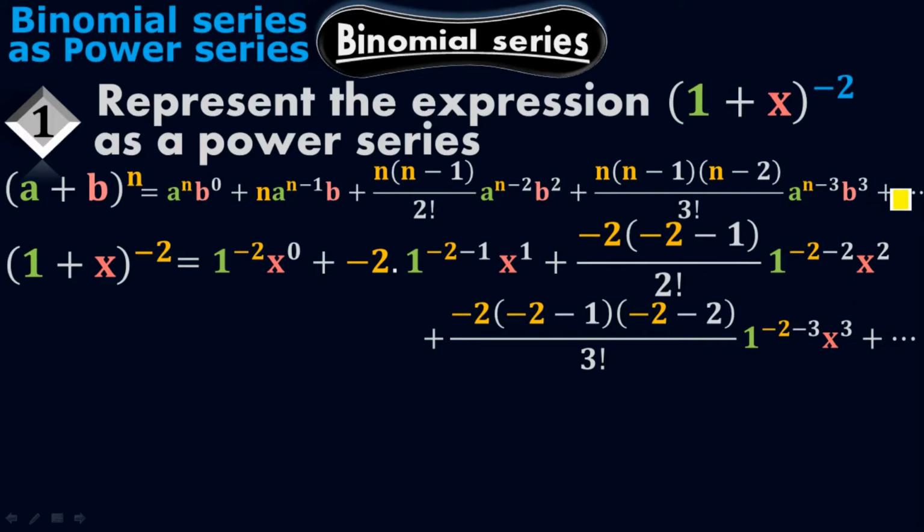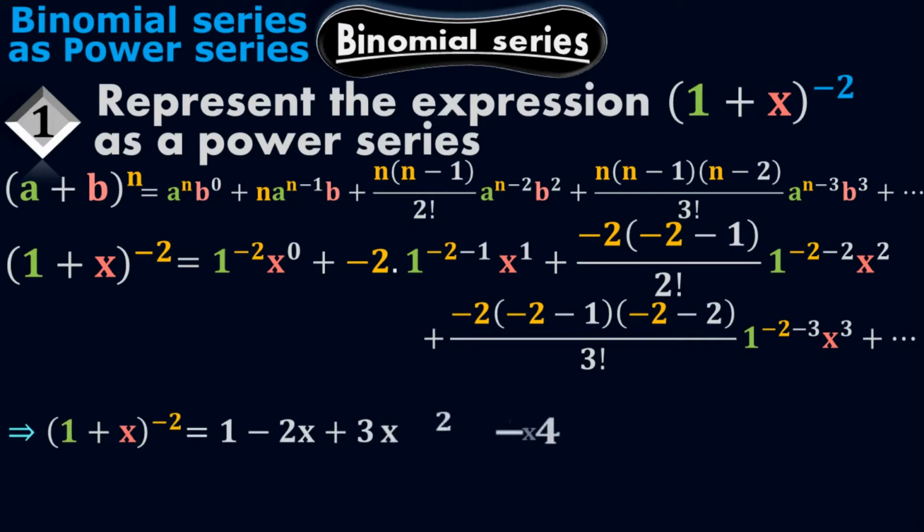You can add more terms if you want, but I just chose the first 4 terms, 1, 2, 3 and 4, which equals 1 minus 2x plus 3x squared minus 4x cubed plus infinity. Just do simplification on the right side, you will get this expression. Now this is the final expansion of the binomial series, which is 1 plus x to the negative 2. There we got the final expansion.